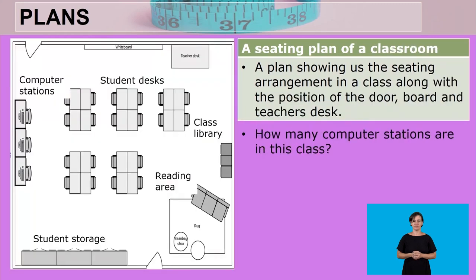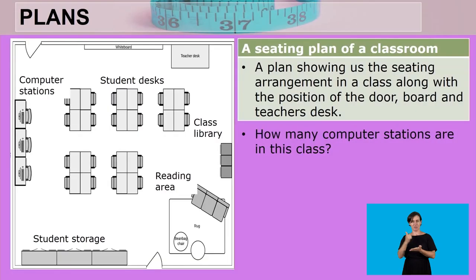Then we've got a sitting plan now of a classroom. A sitting plan is showing us the sitting arrangement of a class along with the position of the door, the board, and the teacher's desk. So this is what we normally see all the time when we get into our classroom. It's just that we are not looking at it from above. But as soon as you enter the classroom, you can see the position of the board, the position of the teacher's desk, and the position of the learners' desks as well as their chairs.